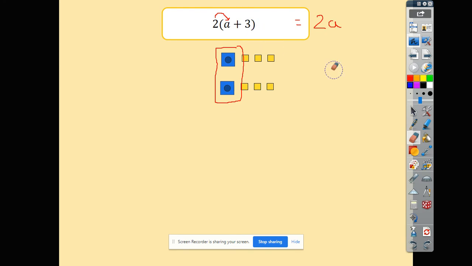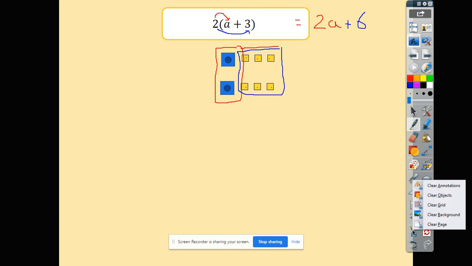Okay, then the next bit is to have a look at how many units I've got. So here I've got, I wanted a different colour. Here I've got my units. How many have I got? I've got 1, 2, 3, 4, 5, 6 of them. So 2a plus 6. And you'll notice if we look on here, if I did 2 times 3, that would also equal 6. So that is how we expand our brackets.